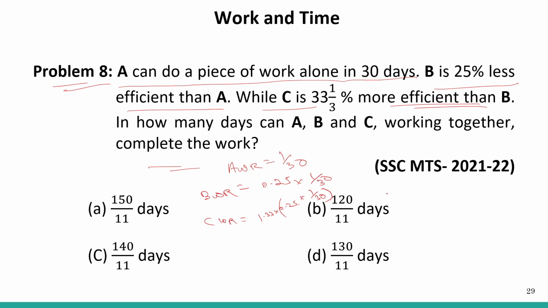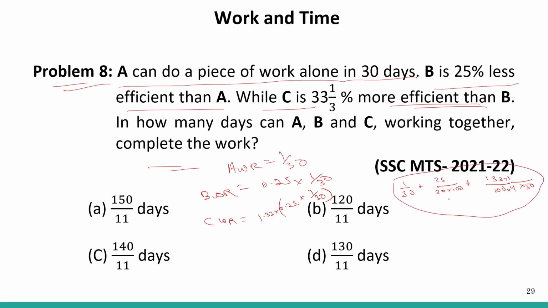Adding these three terms: 1 by 30 plus 25 by 30 into 100, plus 133 by 100 into 1 by 4 by 30, right? So this will be the combined work rate.